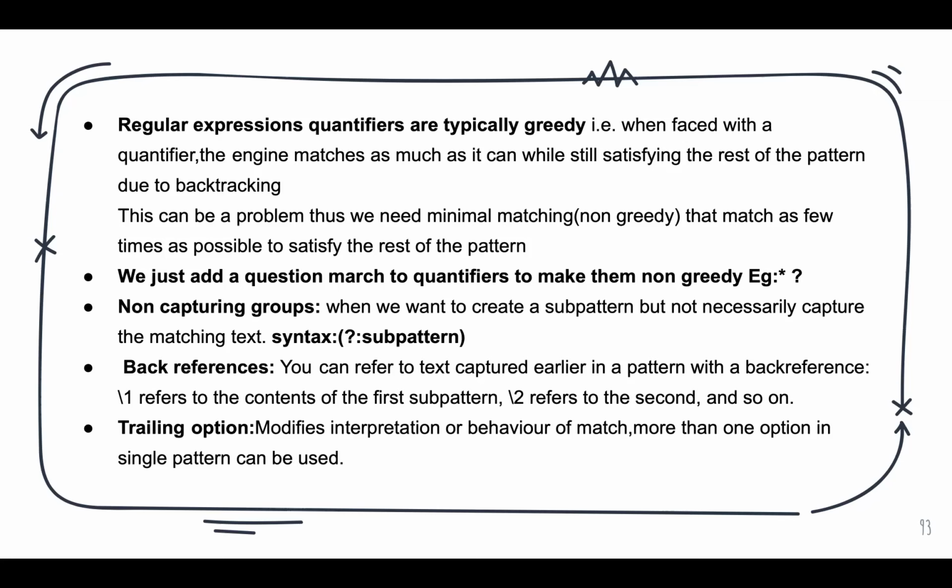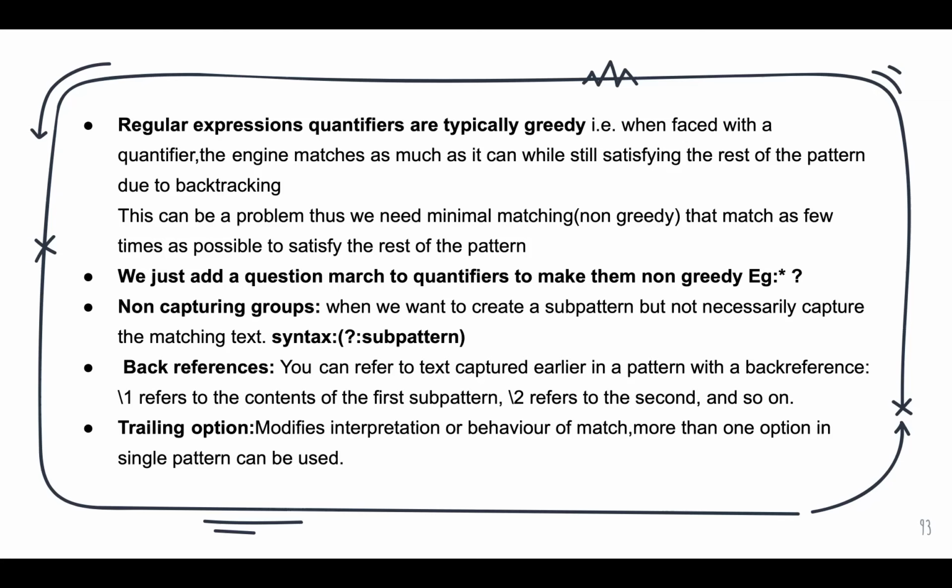Non-capturing groups are used when we create a subpattern but do not necessarily capture the matching text. Back reference: you can refer to text captured earlier in a pattern with a back reference such as \1, which refers to the contents of the first subpattern, and \2 refers to the contents of the second subpattern, and so on.